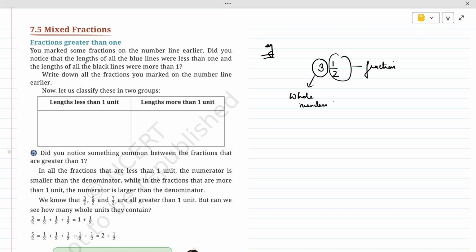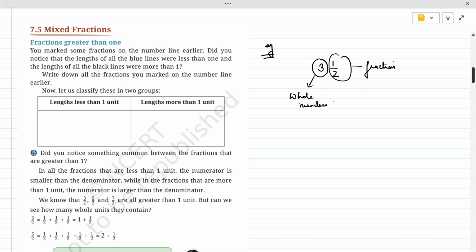Did you notice that the length of all the blue lines were less than 1 and the length of all the black lines were more than 1 for the cases where we were measuring the length more than 1? It was true. Now write down all the fractions you marked on the number line earlier and let us classify them in two groups: length less than 1 unit, length more than 1 unit.